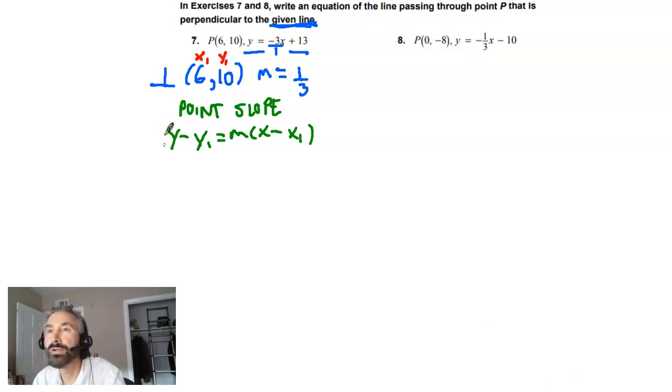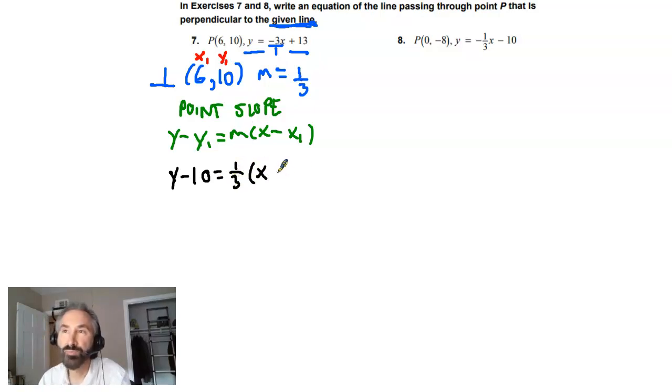And let's see here. I'm going to say y minus y1, which is 10, is equal to m, which is 1/3, and then times x, and the x and the y stay x and y because we need them in y equals mx plus b, and then minus x1. So we'll do minus 6. And then we'll rearrange everything in order to get y equals mx plus b.